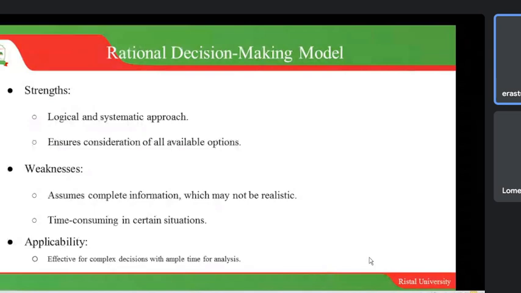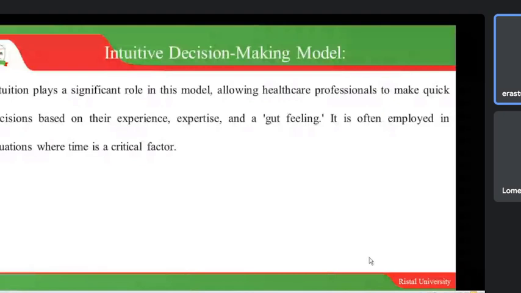We are saying intuition is going to play a very significant role in this model. And it is going to allow healthcare professionals to make quick decisions based on their experience. So in this model, we are relying on healthcare professionals using their experience and their expertise and what we call gut feeling. And we are saying it is often employed in situations where time is a critical factor.